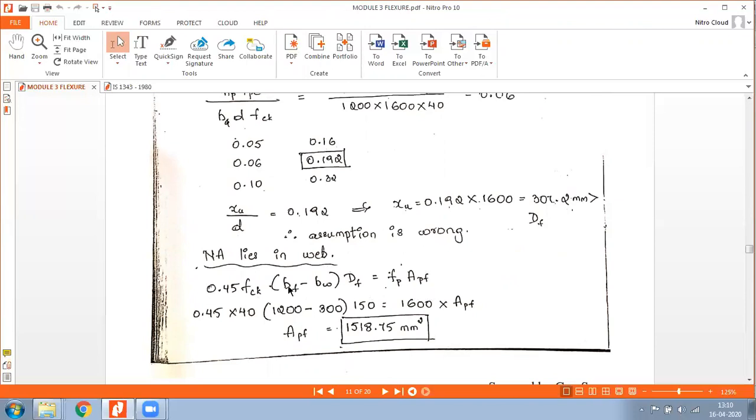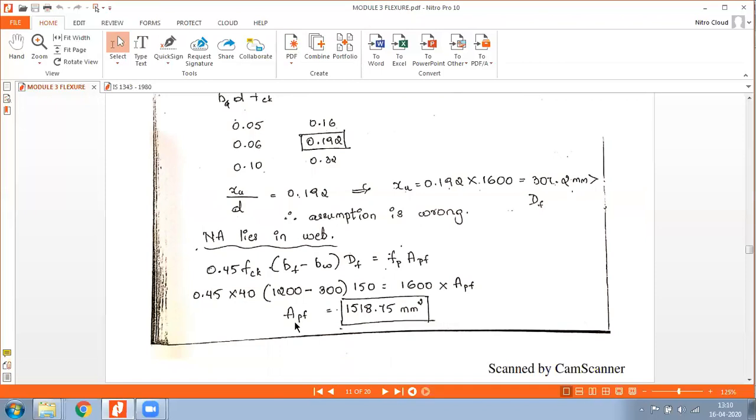0.45 FCK into breadth of flange minus breadth of web into depth of the flange, which is equal to FP into APF. In previous problem, we substituted FPE at this point because in that problem FP value was not given, but in this problem FP value is given. If FP value is given, means directly we need to substitute that FP value. Again, on simplification, we get the area of pre-stressing tendon for the flanged region as 1518.75 mm square.